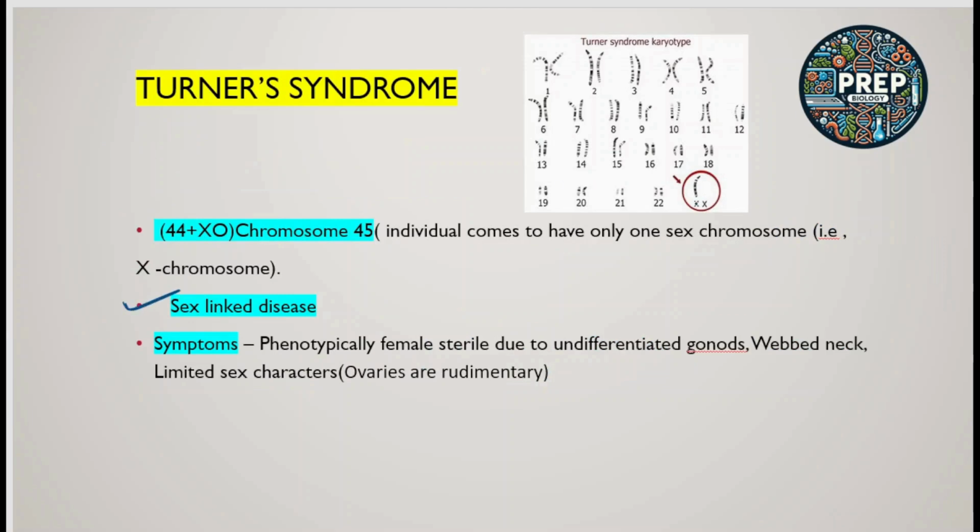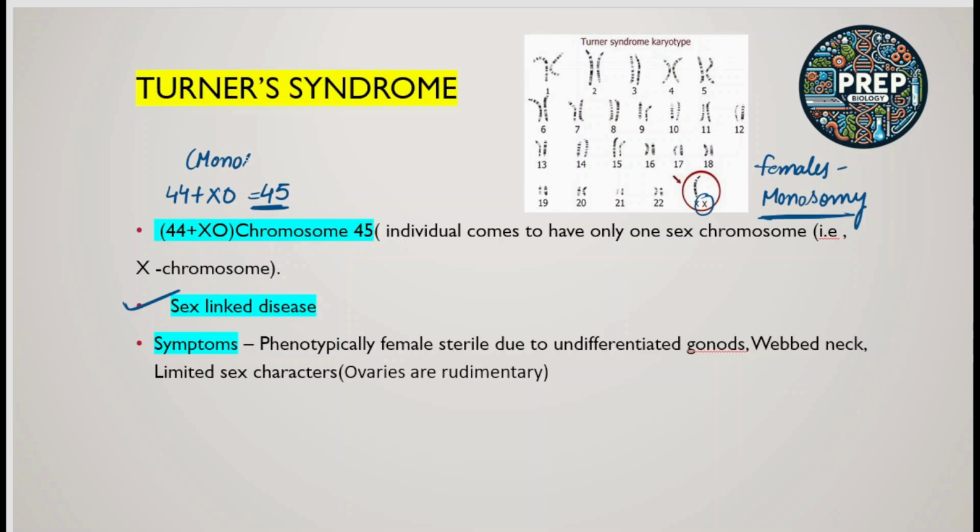So what happens in Turner syndrome is the females lack one X chromosome. Okay, so the subtraction takes place. In this, monosomy takes place. So in this condition, the females have a 44 plus XO condition. One X is missing, so the total number of chromosomes is 45.